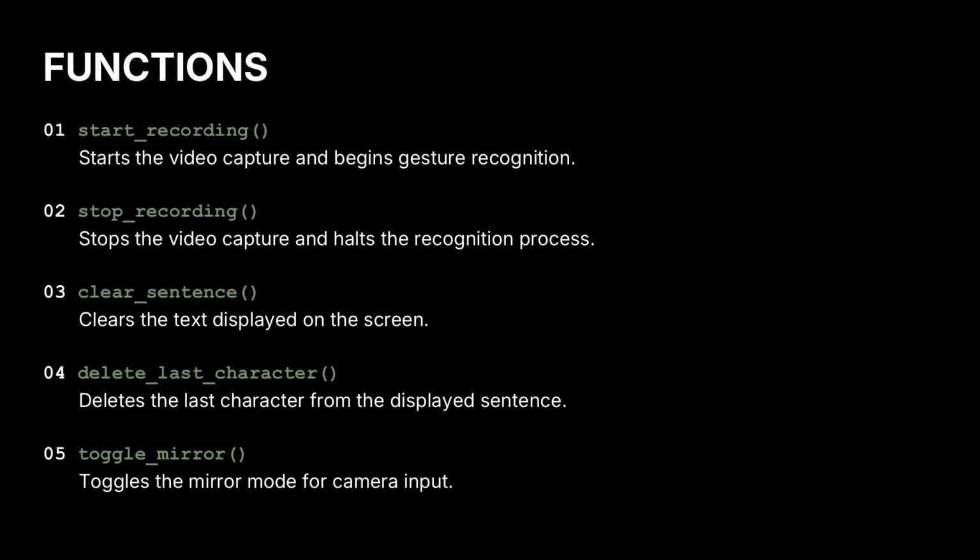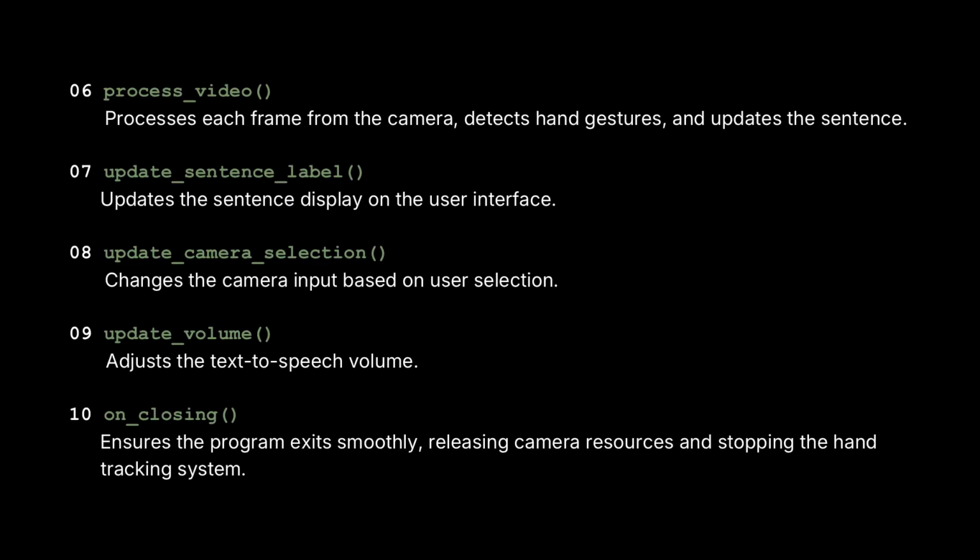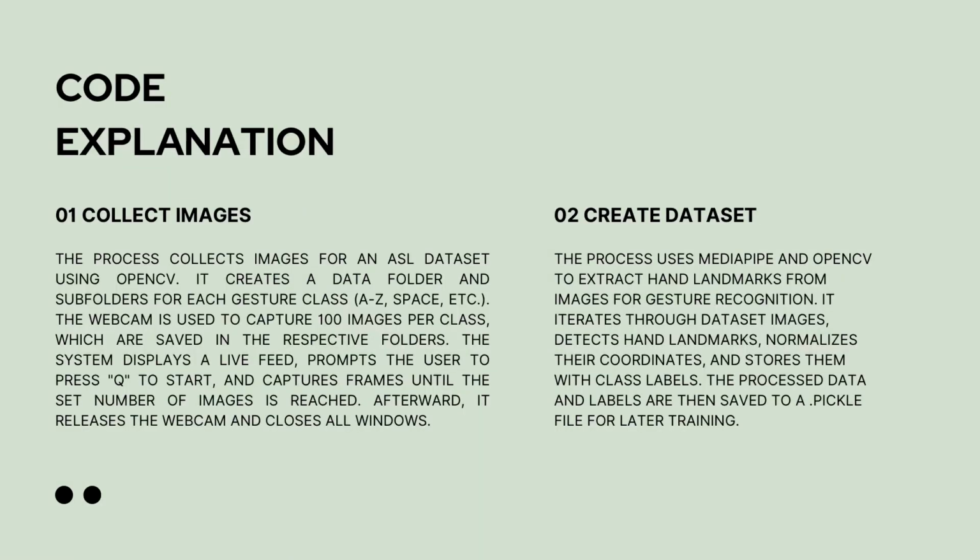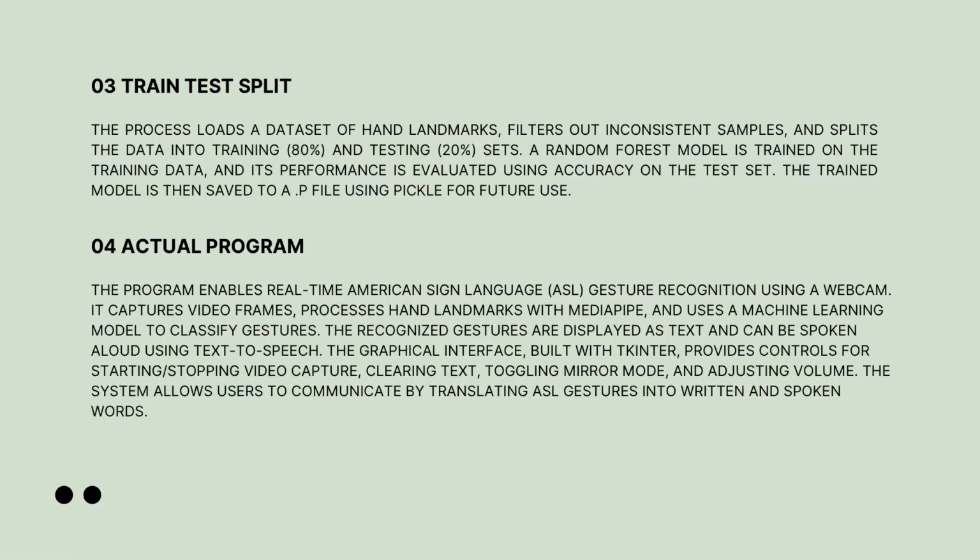Users can also toggle mirror mode using toggle mirror function, making the webcam feed behave like a mirror. Other functions like process video and update sentence label handle the core logic of processing each frame, detecting hand gestures, and updating the sentence display on the GUI. We also have a function for handling camera selection and volume control for text-to-speech. This is the brief explanation of the code.